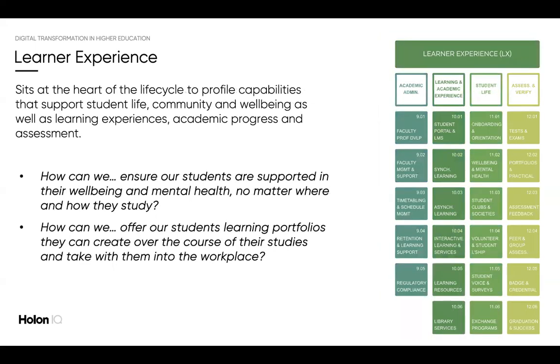From here, we move through to learner experience, and we're right at the heart of the student life cycle now, looking at the kind of capabilities that support student experience, from student life and community and well-being, as well as their learning experiences and their academic progress, through to different forms of assessment. Typically, universities might be asking themselves, how can we ensure our students are supported in their well-being and mental health, no matter where and how they study? Or in the assessment vertical, how can we offer our students learning portfolios that they can create over the course of their studies and take with them into the workplace?